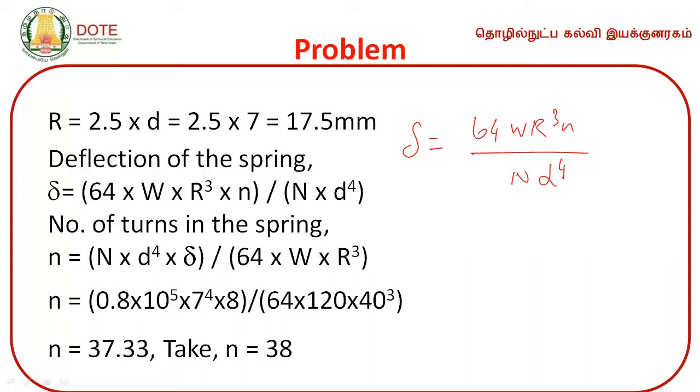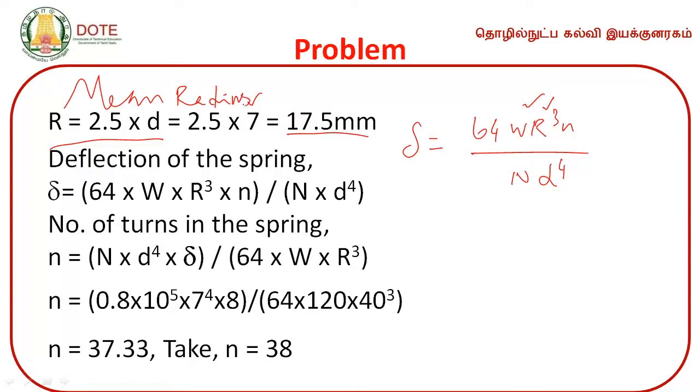Okay, so del is equal to 64 into W. What is W? W is the load acting on the spring. R is the mean radius of the spring. Small n is the number of turns in the spring. Capital N is the modulus of rigidity of the spring material. D is nothing but the diameter of the wire. இப்போ இதில் லோடு தெரியும் நமக்கு, ஓகேங்களா. ஆர் மீன் ரேடியஸ் எப்படி கண்டுபிடிக்கலாம்? Radius is equal to 2.5d, ஓகேங்களா, 2.5d. Now we have calculated the value of d. So this is going to be 17.5 mm. It is nothing but the mean radius.